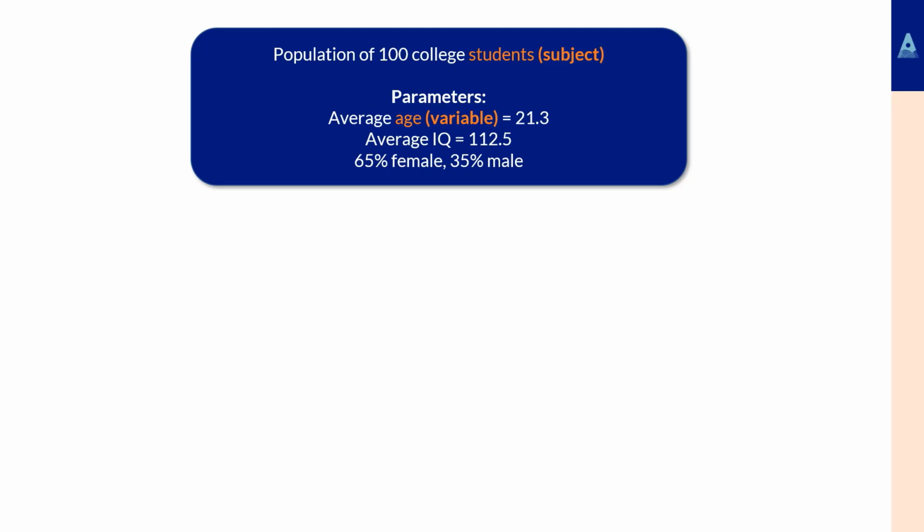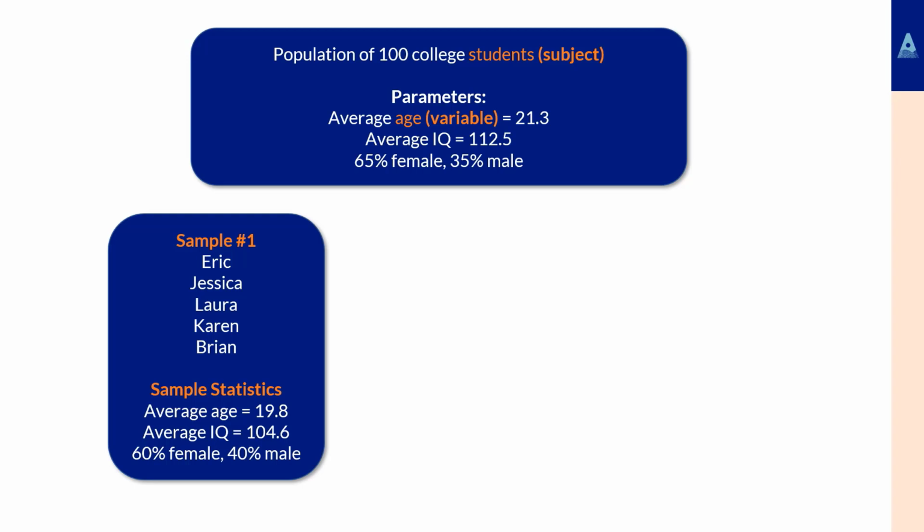So you can see in this case, each parameter relates to a single variable, the age variable, the IQ variable, and the sex variable. Then we take a sample. Sample 1 has 5 students in it, and the sample statistics are the average age is 19.8, the average IQ is 104.6, and it's 60% female, 40% male.